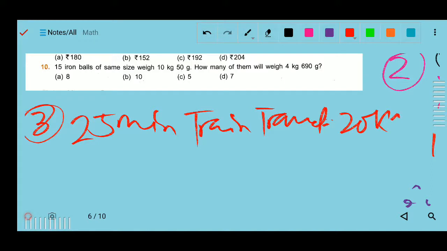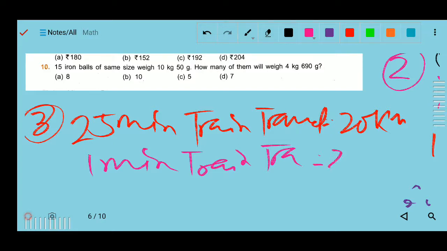Okay, in 1 minute the train travels, so will it be less or more? Of course it will be less, because in 1 minute we have to find out, so it means it will be divided, so 20 divided by 25. Okay, got it? And this is your kilometer, and this is your minute.